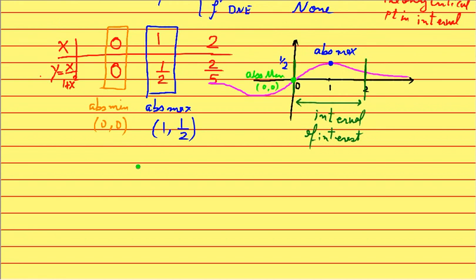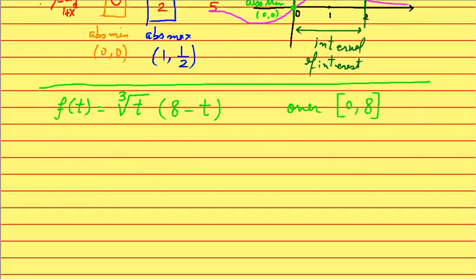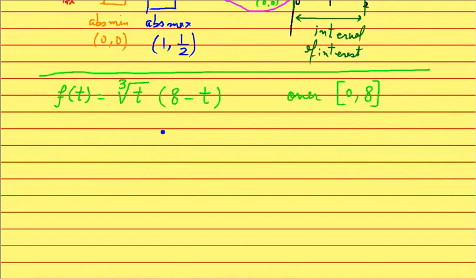Here, let's take a look at the following problem. It says f of t is equal to the cube root of t times 8 minus t. The interval is from 0 to 8. The issue is to find the absolute max and min over that interval.